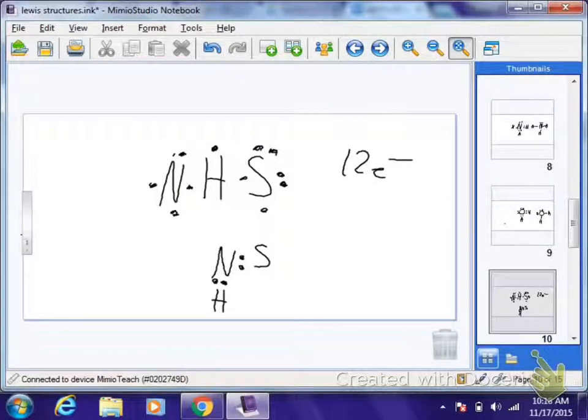Okay, step 4. Step 5, make sure all the branched atoms get their 8 electrons before the center gets any. Sulfur is the only one you need to do because hydrogen can only have 2. You never put any extra pairs around hydrogen. It has its 2 and that's it. So when we count them, it's 10 electrons.